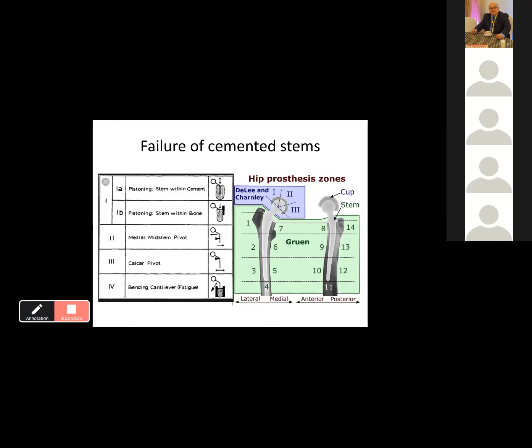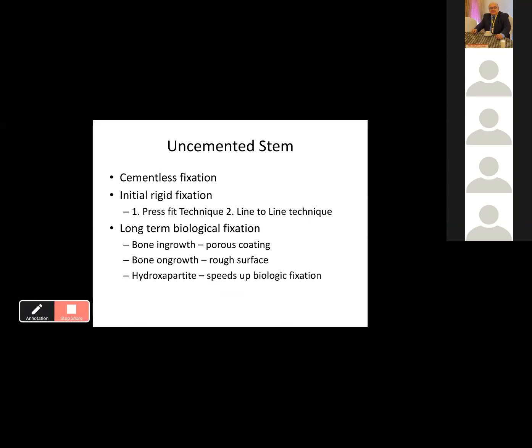But distally it was well fixed, and it would be bending constantly until the stem itself would fail. So you may see some of these x-rays. Then if we move on to uncemented stems, these do not use cement.